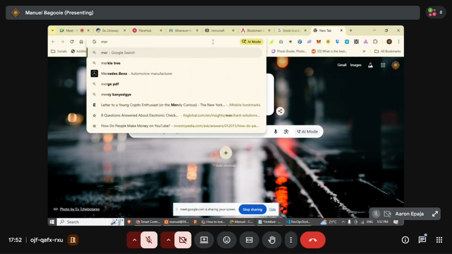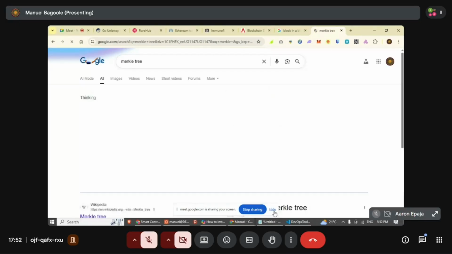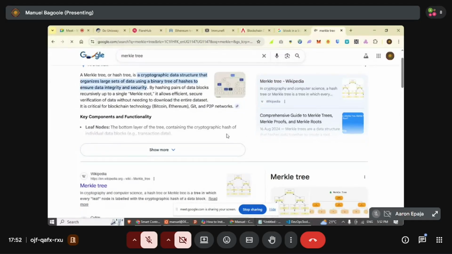Let me get a new computer. So later on, we're going to see how we can practically calculate gas fees.